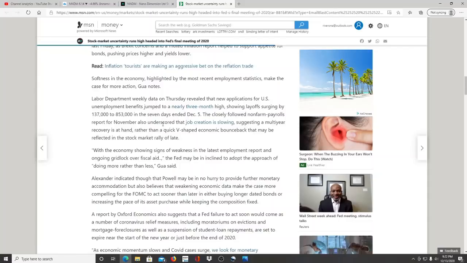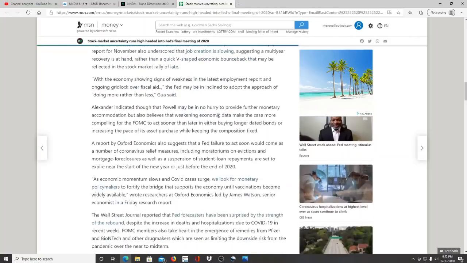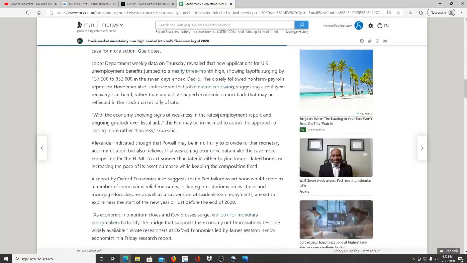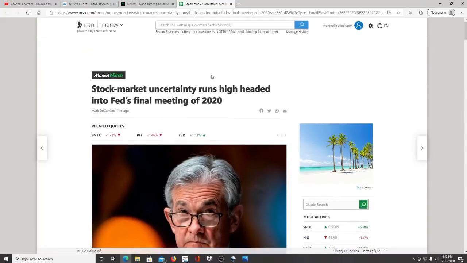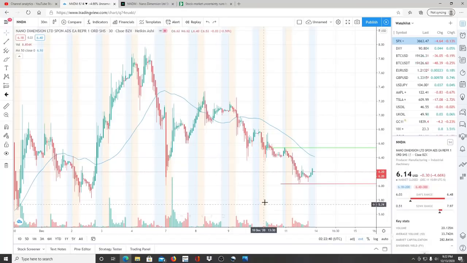Another thing too is the way that layoffs are surging, from 137,000 to 853,000 in just 7 days, ending December 5th. Last week, I think it was another 700,000, and now they're expecting this week. So there's a lot of things going on right now for this upcoming week, which I want to do a full video on, that we need to watch for as investors and be prepared for. And it's going to drive a little bit of uncertainty overall in the market.